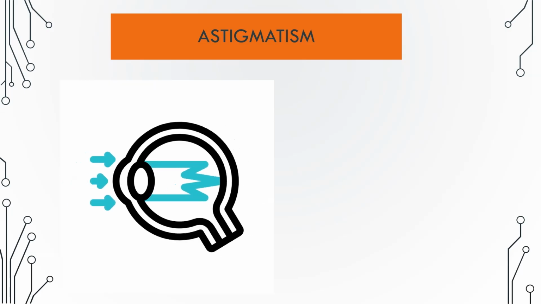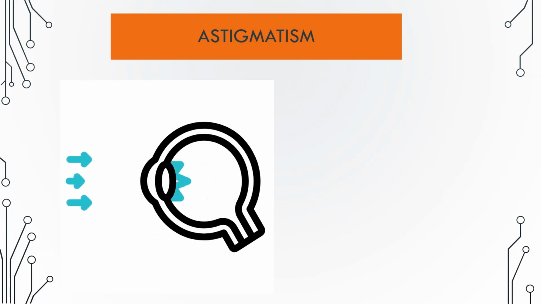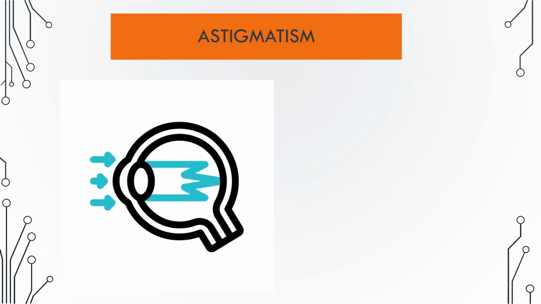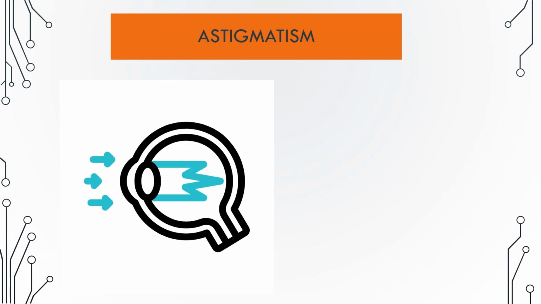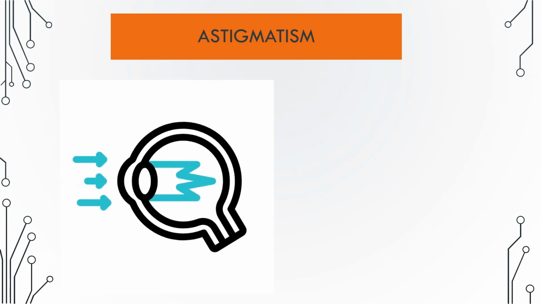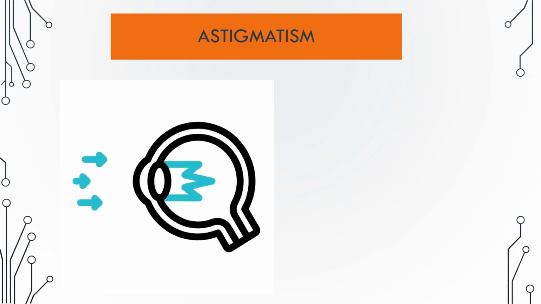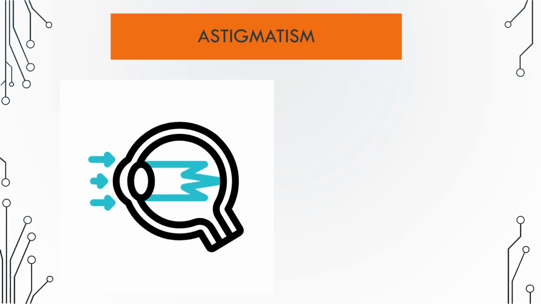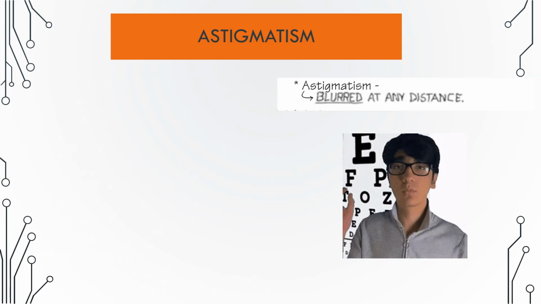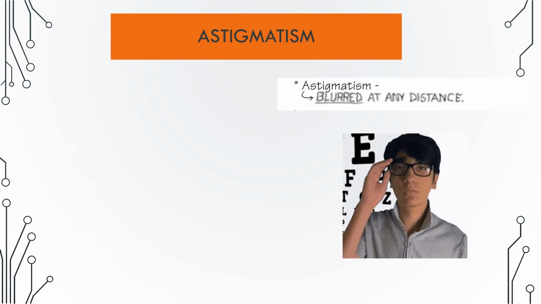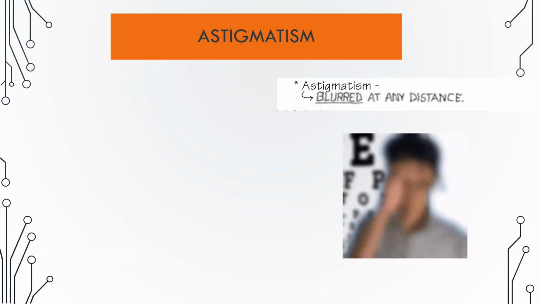Astigmatism. Astigmatism happens when the light rays focus on multiple focal points, as you can see in the picture, rather than focusing on the retina. When it has multiple focal points, astigmatism happens. It may be due to the cornea or lens having an irregular shape. Now, what kind of vision do people have with astigmatism? Astigmatism can result in blurred or distorted vision at any distance. It is not far or near. It can result in blurred or distorted vision at all distances.